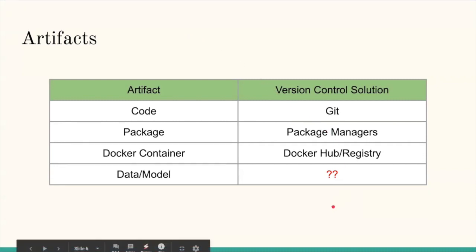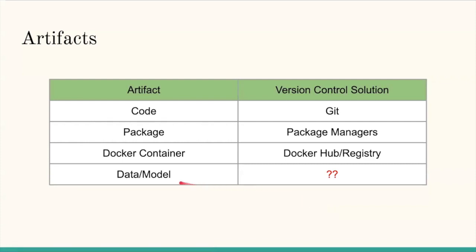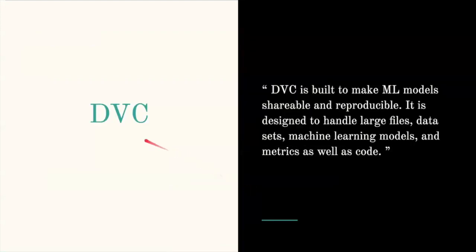Okay, so we have to understand how we can version our data and models so that we can reproduce the experiments and get the same results or similar results. For that, we have data version control, that is DVC. This quote is taken from their website: DVC is built to make ML models shareable, reproducible. It is designed to handle large files, data sets, machine learning models, and metrics as well as code.